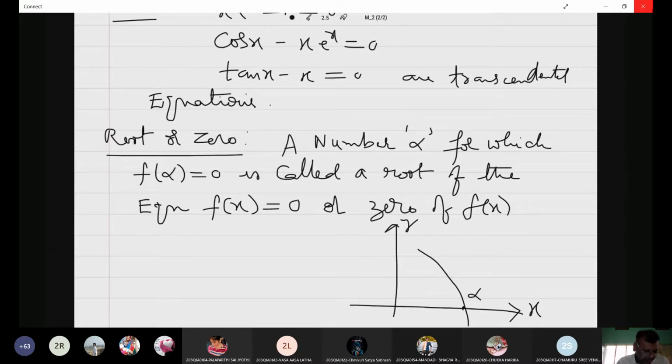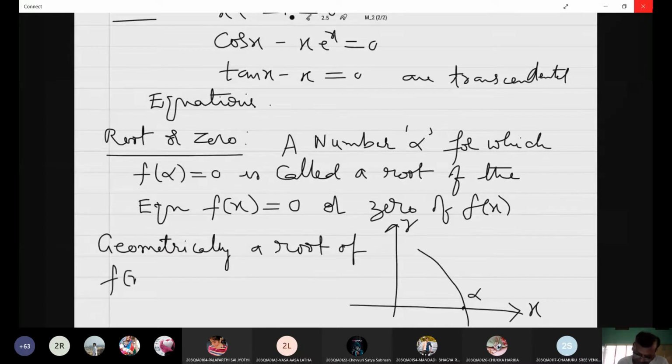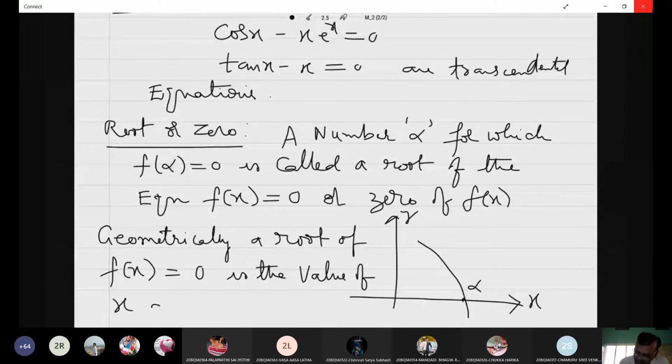That means geometrically, a root of the equation f of x is equal to 0 is the value of x at which the graph of the equation intersects the x-axis or meets the x-axis.